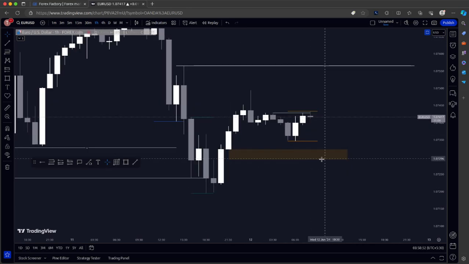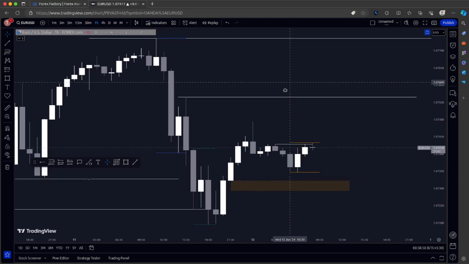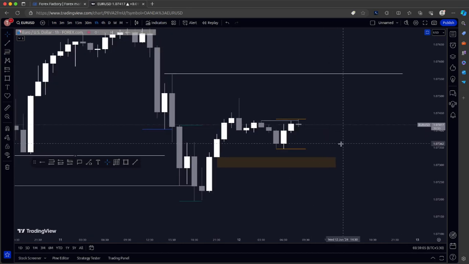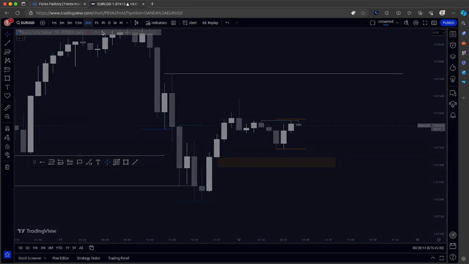Else, if the price is going to mitigate this FVG and respect it, most likely we are going to continue our journey till this 4-hour FVG. Sorry about that. This 4-hour FVG. So the bias is still not clear, but we are having an idea that an Asia high sweep can be a possible scenario. So let's move to the 30 minutes.